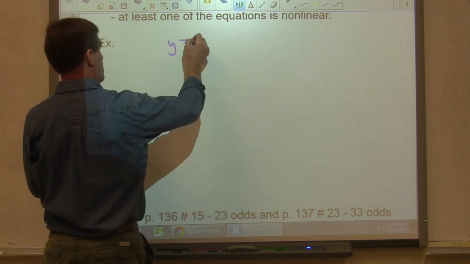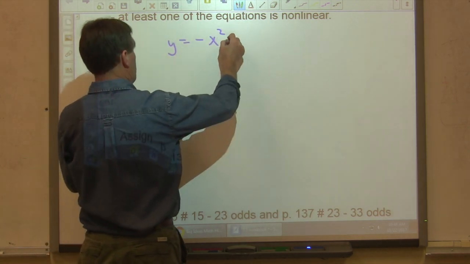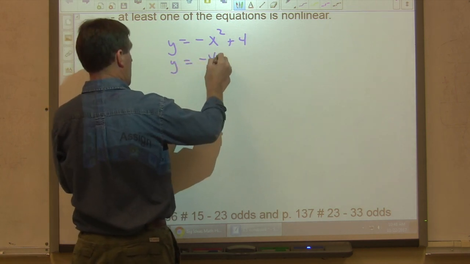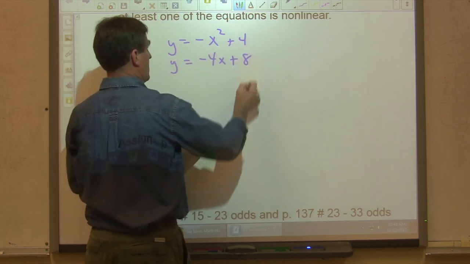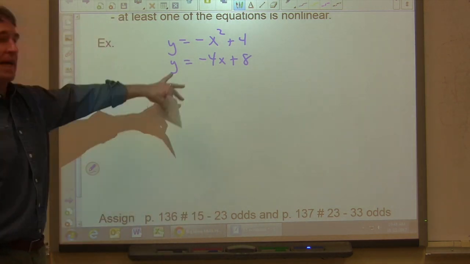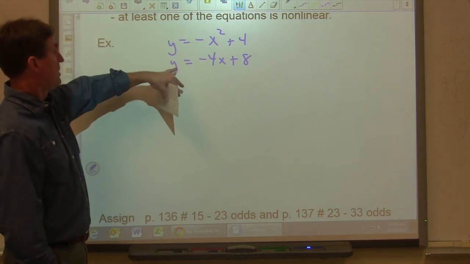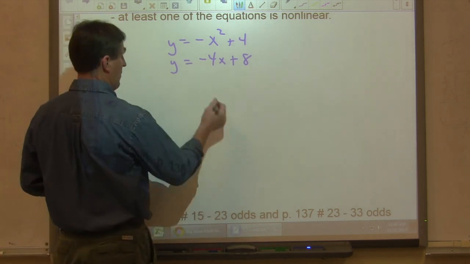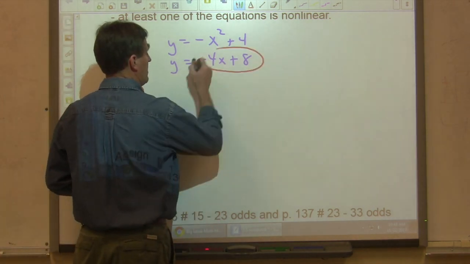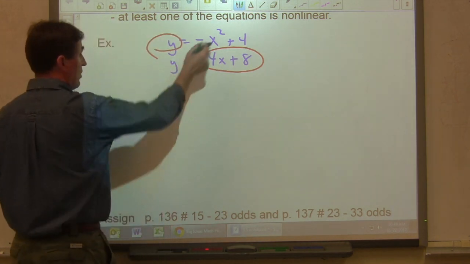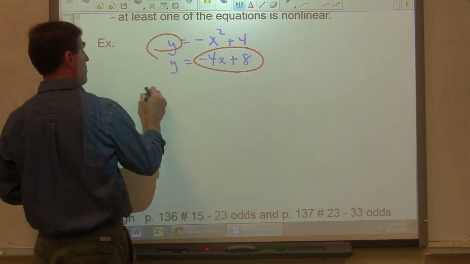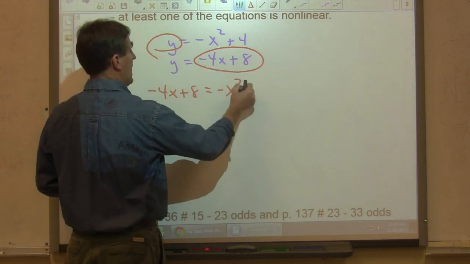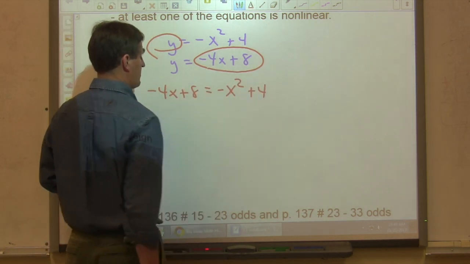y equals -x squared plus 4. And y equals negative 4x plus 8. So a lot of people like substitution here because we have what y equals. And so if we do that, we can just take and plug this in for y here, or vice versa. So I'm going to go negative 4x plus 8 equals negative x squared plus 4.